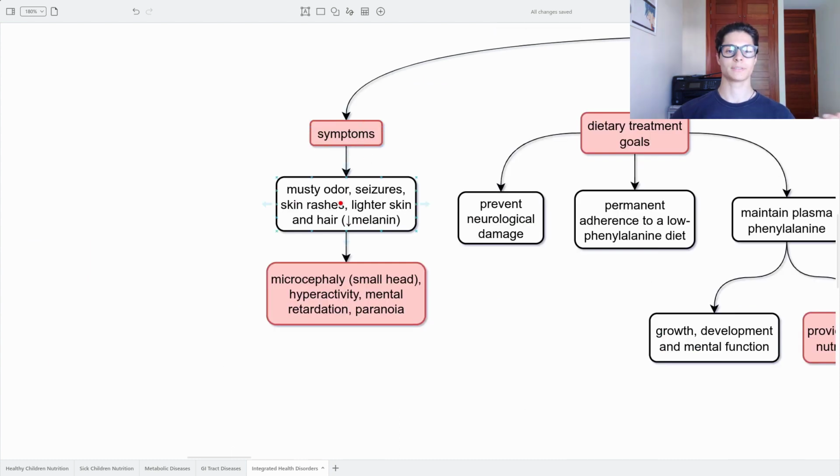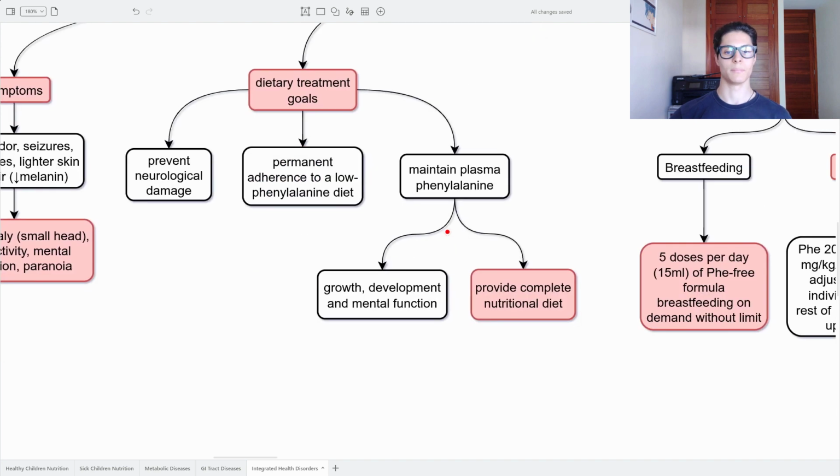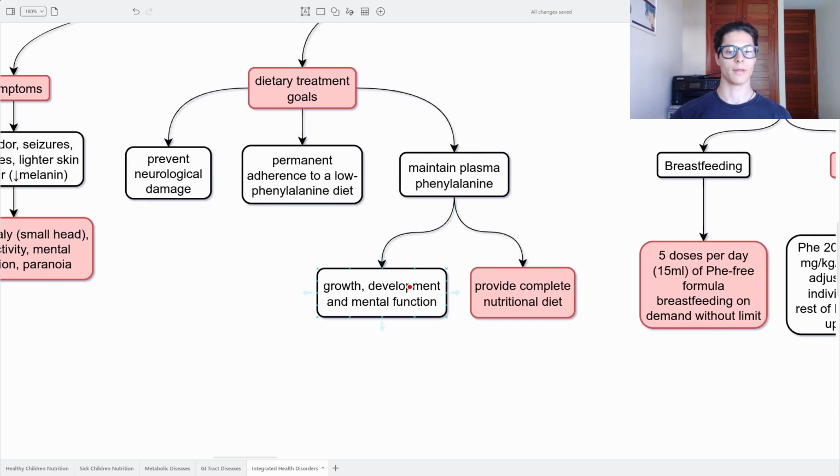The symptoms: musty odor, seizures, skin rashes, and lighter skin and hair due to low melanin. And the worst signs and symptoms are microcephaly, a small head volume, hyperactivity, mental retardation, and paranoia. Dietary treatment goals are to prevent neurological damage, a permanent adherence to a low phenylalanine diet, and to maintain the plasma phenylalanine, because we still need it for growth and development, and also for mental function. We have to provide a complete nutritional diet as well.